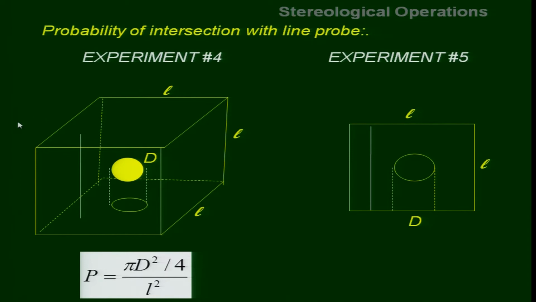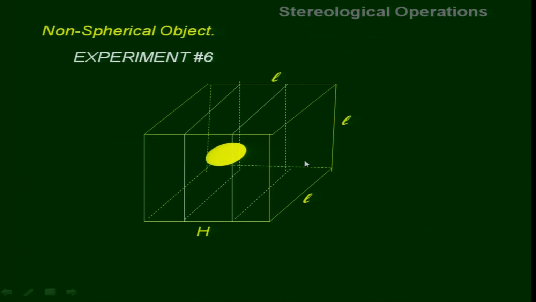Consider yet another experiment in 2 dimensions, and I leave this to you to work out. The probability of this line intersecting this circular object in this 2-dimensional box of L by L is nothing but the ratio d upon L. We look now at a couple more experiments.